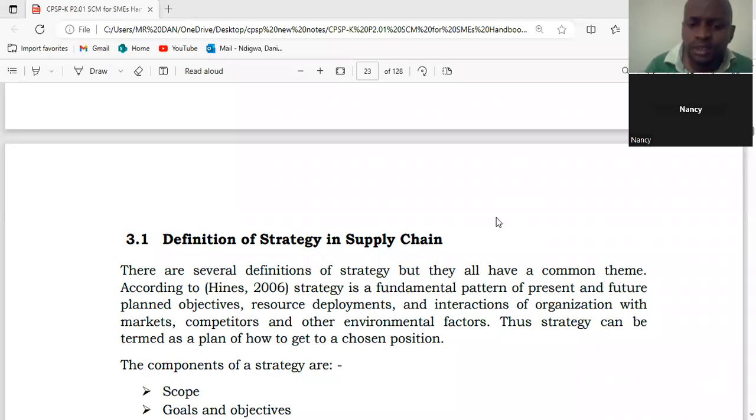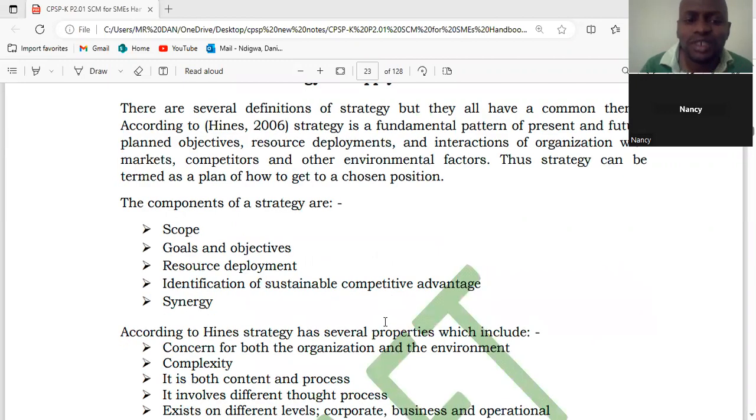So we are saying for you to be competitive, you need to have a plan in place. And this plan must be a workable plan. So what are the components of a strategy? The first component of a strategy is the scope. You need to have a scope. What is the strategy going to cover? What is the timeline for this strategy?